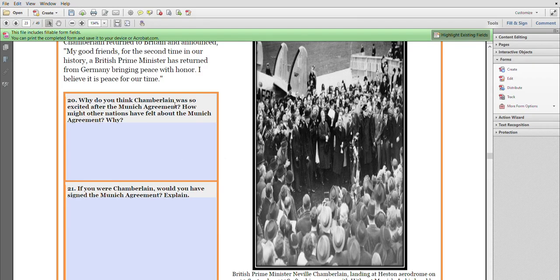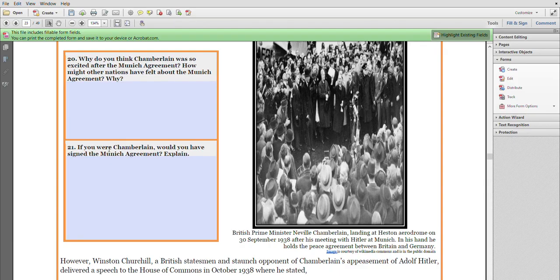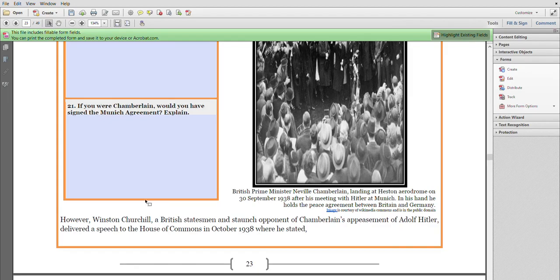Question 20. Why do you think Chamberlain was so excited after the Munich Agreement? How might other nations have felt about the Munich Agreement, and why? 21. If you were Chamberlain, would you have signed the Munich Agreement? Explain. Basically, this question is asking, would you have trusted Hitler? And answer honestly. Some people might have. Some people might not have.